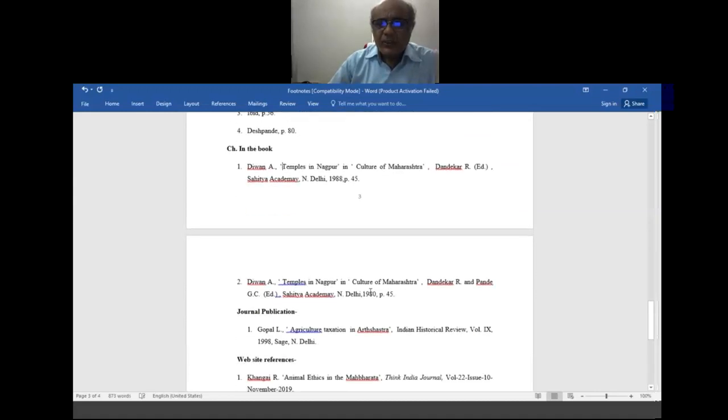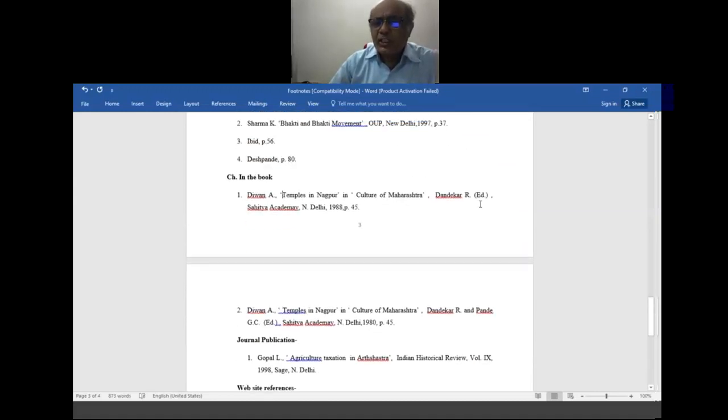Well, now suppose sometimes there are two editors instead of one, so there you have to write the name of both. See, rest of the things are same. Diwan, Temple in Nagpur. Name of the book is Culture of Maharashtra, and there are two editors. For example, Dandekar R and Pandey C edited, and everything else remains same. If the editors are more than two, then you don't have to write the name of three people. You have to write the name of Dandekar R and others. If there are only two editors, you have to write the name of two. But if there are more than two, then you write Dandekar and others.